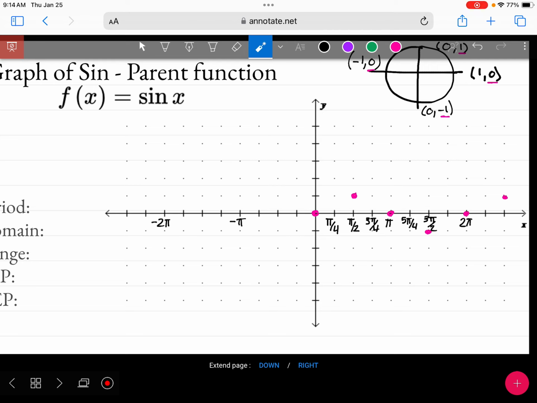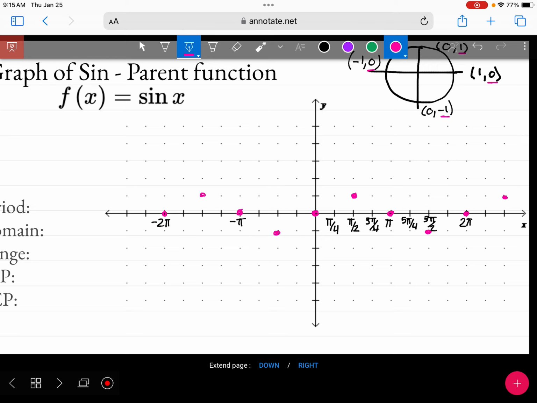We could even go the wrong direction. If I go for negative pi, that goes the wrong way. If I go negative pi over 2, that's right here, and sine is -1. If I go negative pi, my sine is back to 0. If I do negative pi over 2, we wind up here. And so it's going to look like this.